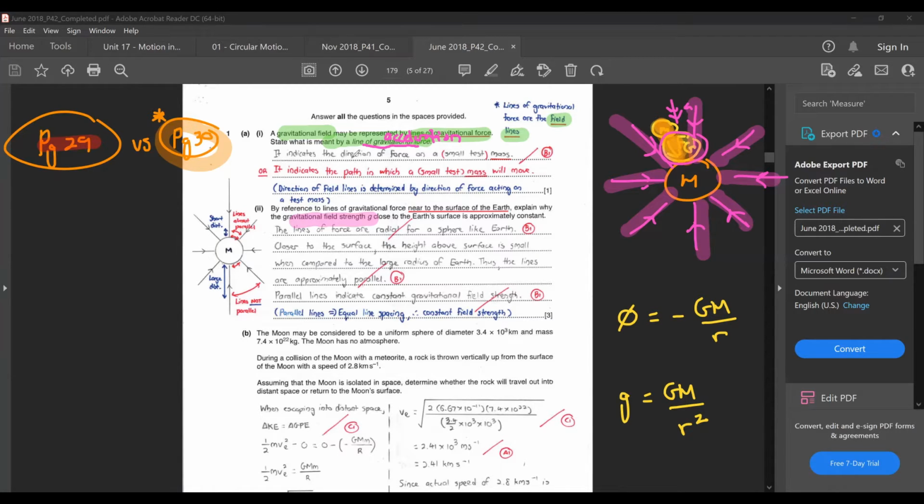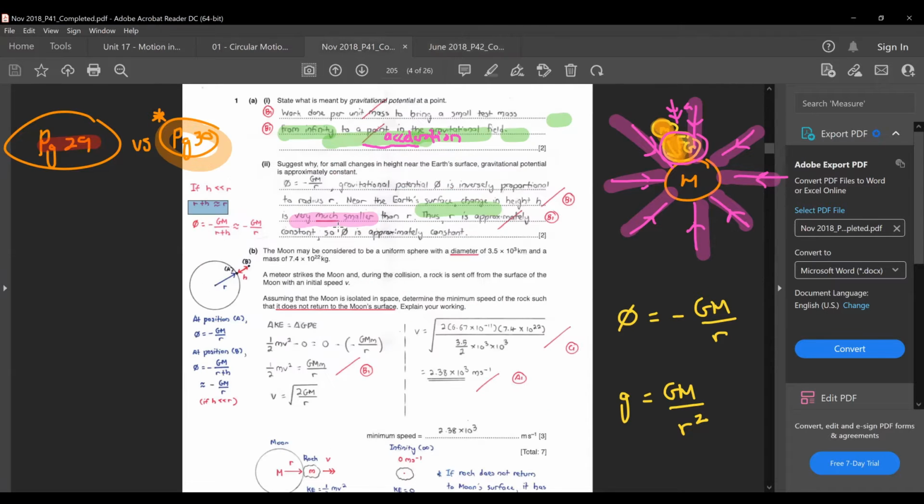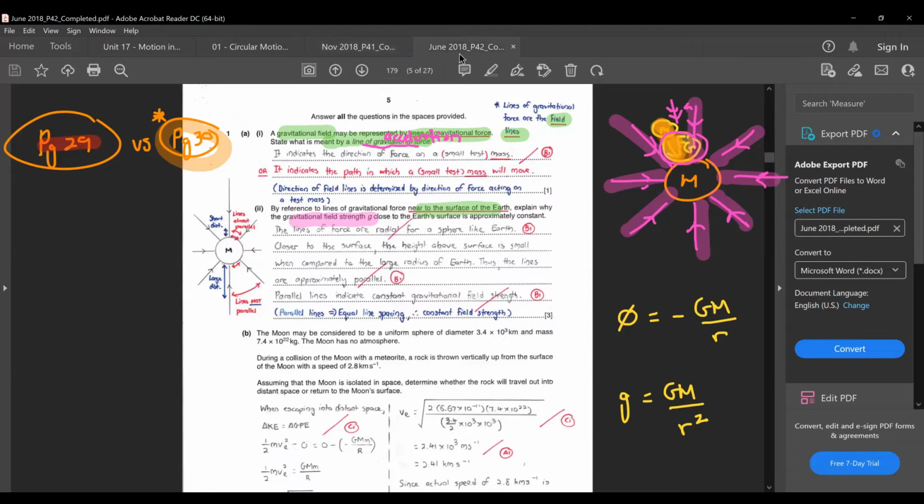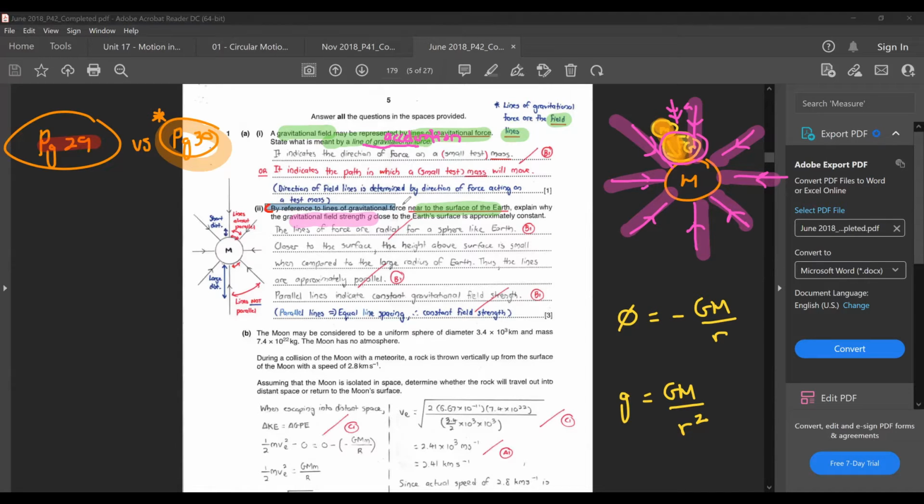So here they're asking you something similar. Why is it that near the surface of the Earth, the field strength is going to be approximately constant? Now, if you had tried to explain this in the form of an equation like you did on page 30, that one actually would be okay also. But here, the question actually mentioned by reference to the lines of gravitational force. So this one, you cannot use an equation to explain.